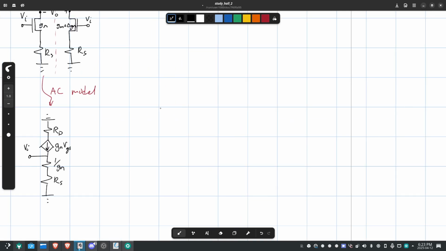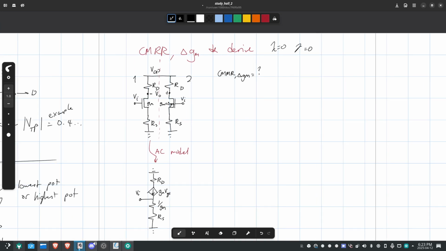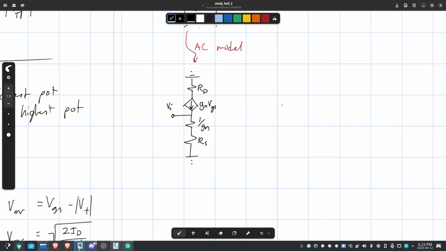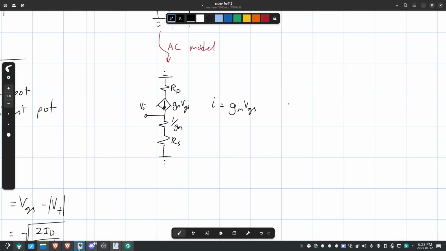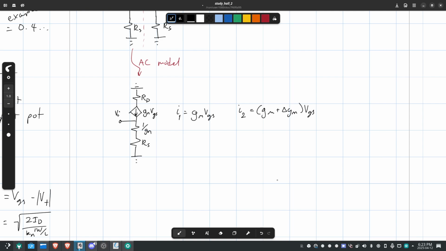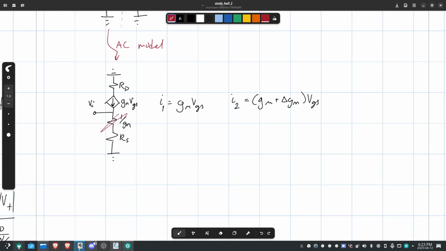Is this a differential amp question? This is common mode rejection ratio, so yeah, it is. So what did I do? Oh, yeah. What is the current running through here? Well, it's going to be GM VGS. That's it, right? On the right-hand side, the only difference, this is 1. On the right-hand side, it's just going to be GM plus delta GM VGS. It's going to have the same VGS because everything else is the same, right? And so we could derive here, like this part is irrelevant.